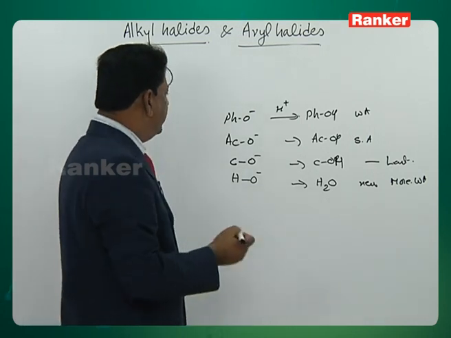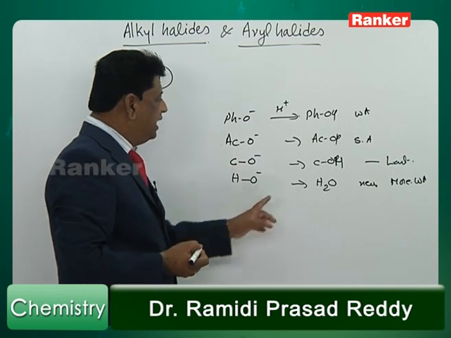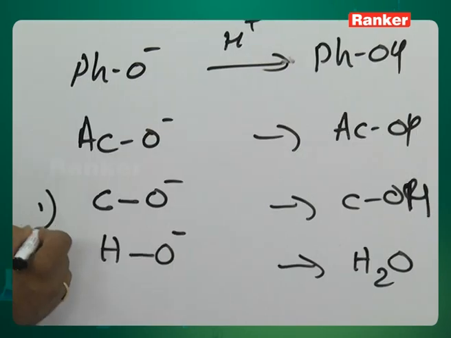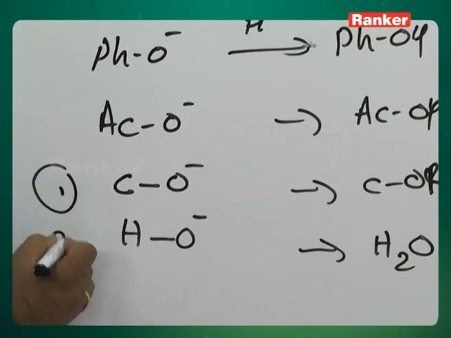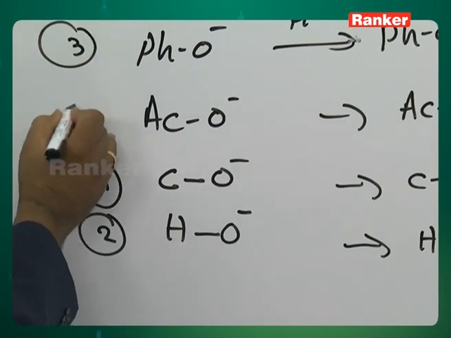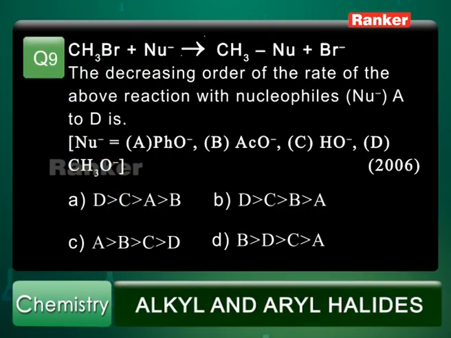Then the order will be: the stronger acid's anion will be the weakest base, and the weakest acid will have the strongest base. This will be the strongest base, and next comes the hydroxide, then the phenoxide, then the acetoxide. So the strongest base is methoxide anion, so the order goes to A. Answer A is the right answer.